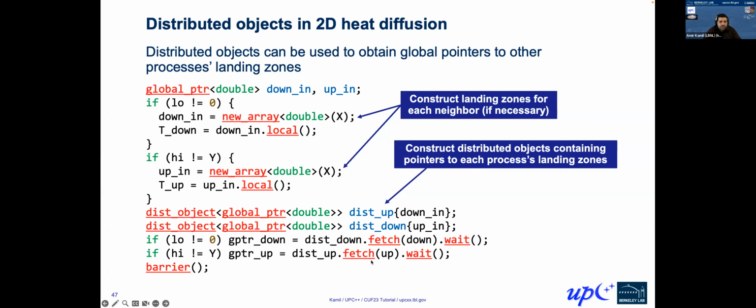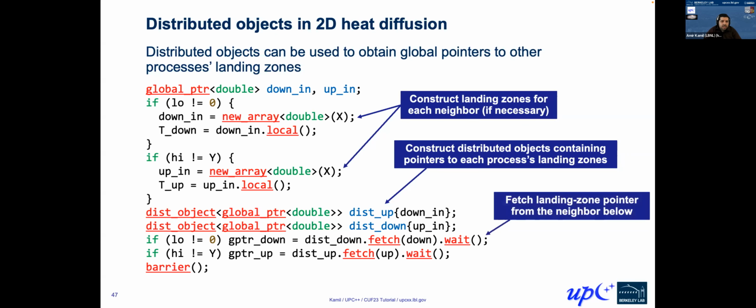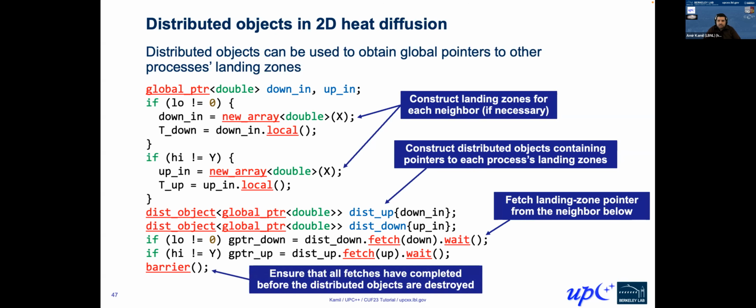And then we can do a fetch on the distributed object from our neighbors for the global pointer to its grids. Here we've done this synchronously. We could do this asynchronously instead. Fetch gives us back a future, and so we could have overlapped if we wanted, but just for simplicity, we just immediately waited. And then the only synchronization we need is at the end, just to make sure that everyone has retrieved the pointers that they need before the distributed object gets destroyed.